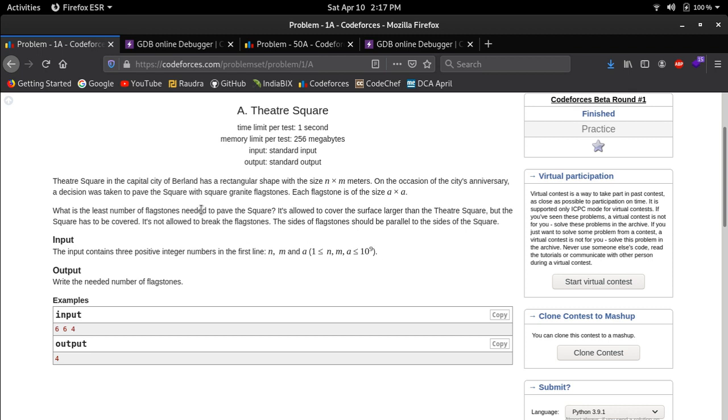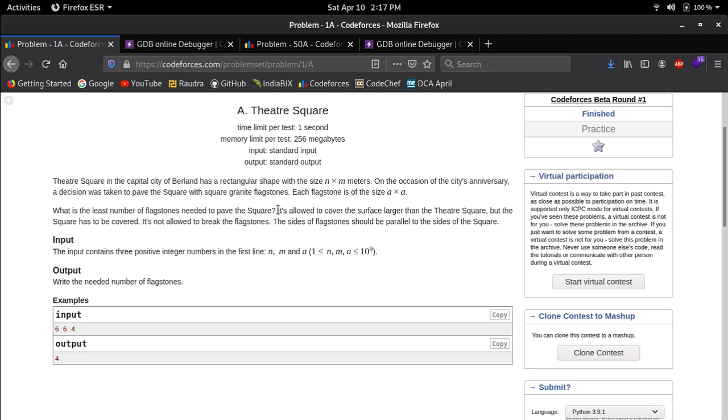In this particular problem, there is a theater which is rectangular in shape with dimensions n cross m meters. Now at this anniversary of the city, they want to pave the theater with square granite flagstones. Each flagstone is of size a cross a. As it is square, its dimensions are a cross a. Now the question is, what is the least number of flagstones needed to pave the square?